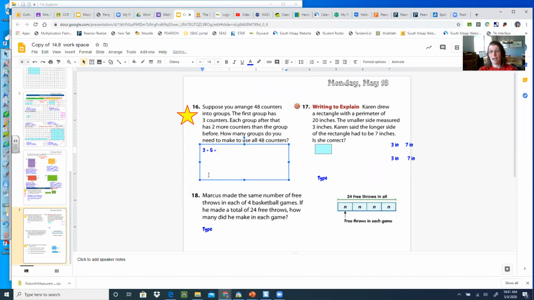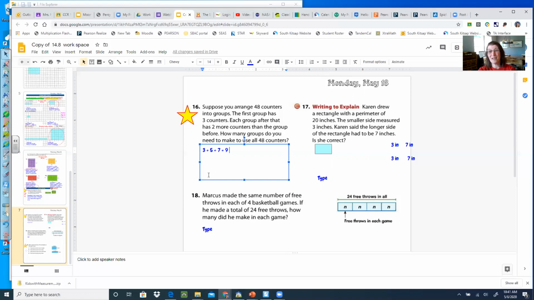Our next group has 2 more than 5. That's 7. So we are up to a total of 15 counters. Our next group has 9. So we were at 15.